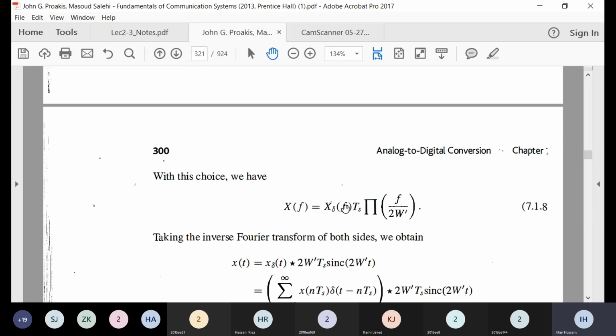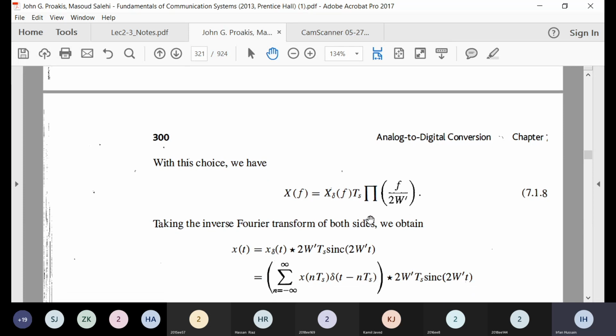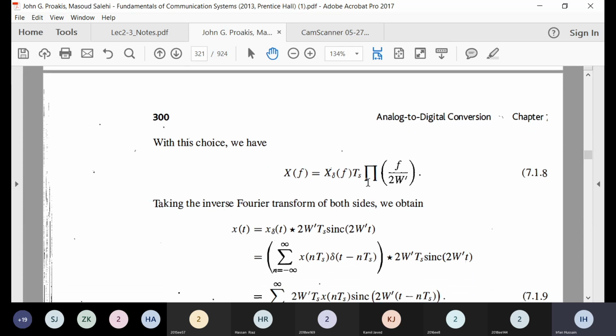So this was my sampled signal. The output of my low pass filter or reconstruction filter is the sampled signal's Fourier transform times the Fourier transform of my reconstruction filter. TS is the height, rect of f over 2W. Instead of multiplying, we take it into the Fourier domain.